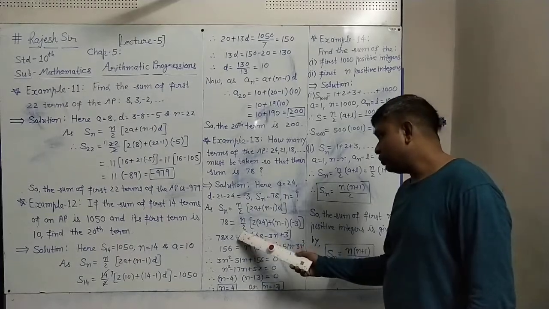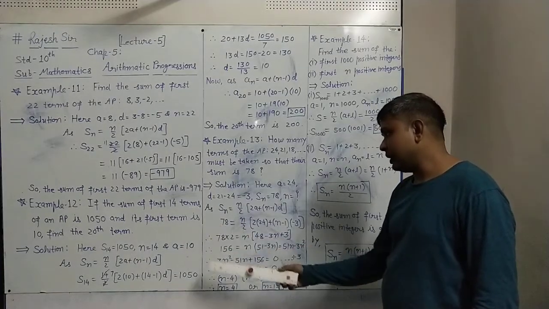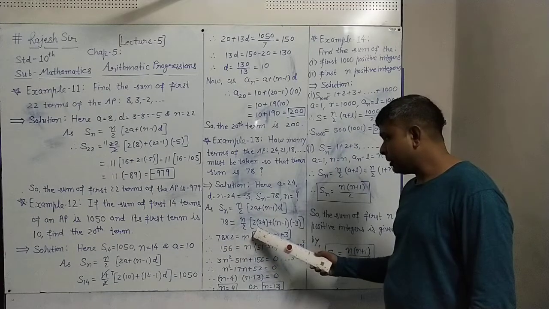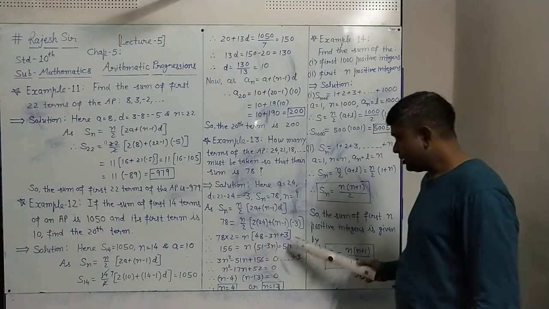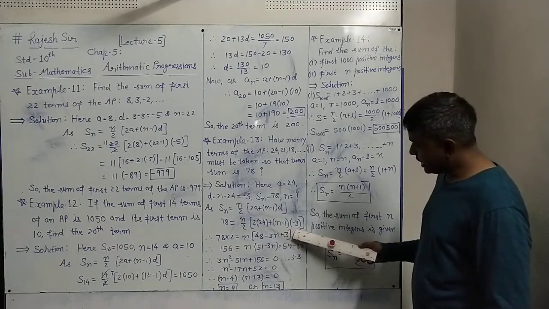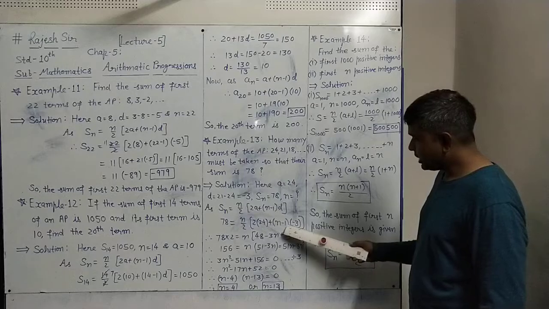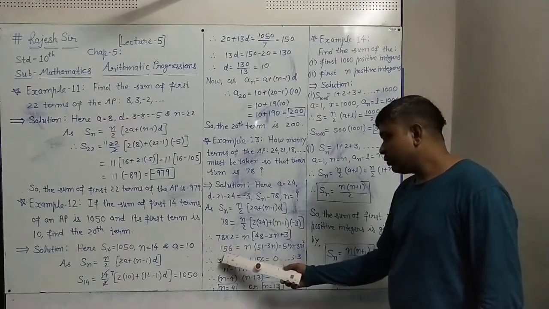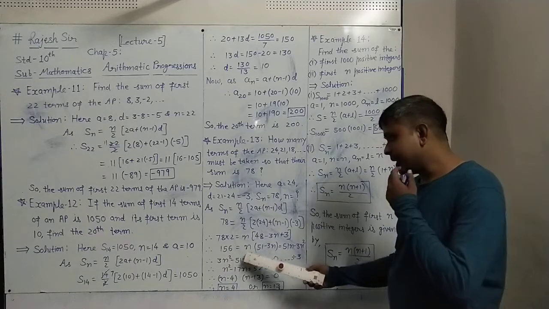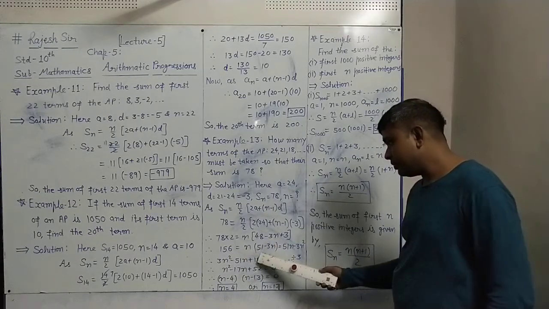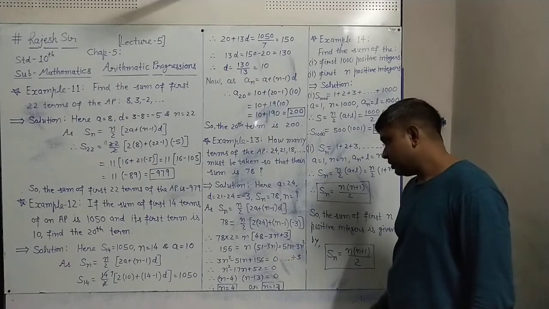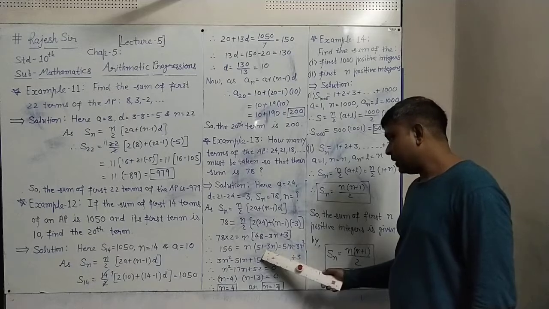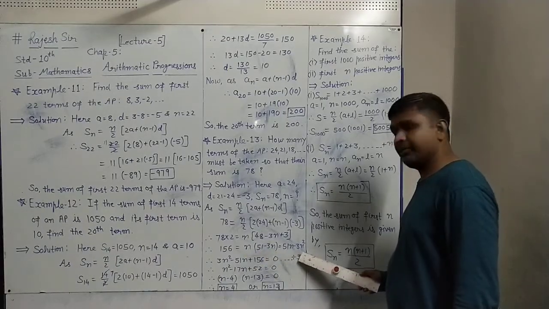Now the 2 in the denominator is multiplied to the left side. 78 into 2 will be 156, and on the right only n remains, and in the bracket 2 into 24 is 48. Here minus 3 into (n minus 1) gives minus 3n plus 3. So 156 equals n into (48 plus 3, which is 51, minus 3n). Now n multiplies inside: 51n minus 3n square.